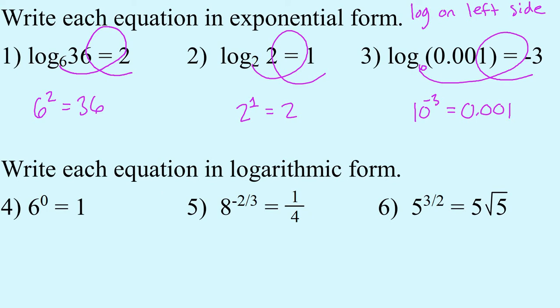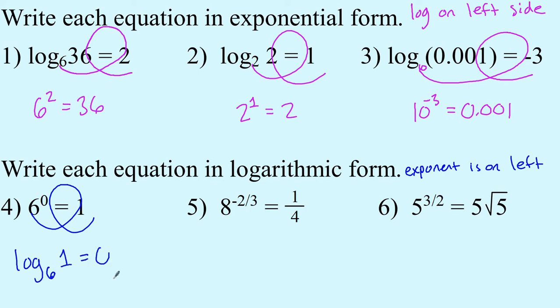All right, now if we want to go the other direction, so we want to put it into log form, we want the log on the left side, so make sure the exponent is on the left. And again, just do another loop-de-loop. So log base 6 of 1 equals 0. 6 to the 0 equals 1, right? Your loop-de-loop should let you go back and forth. It's like a little dance. Do the loop-de-loop.